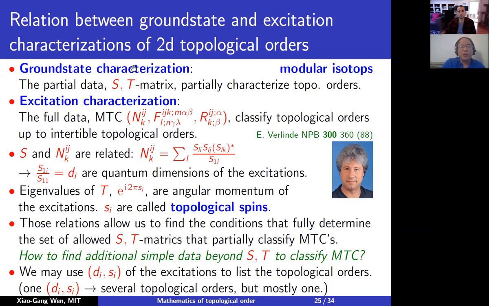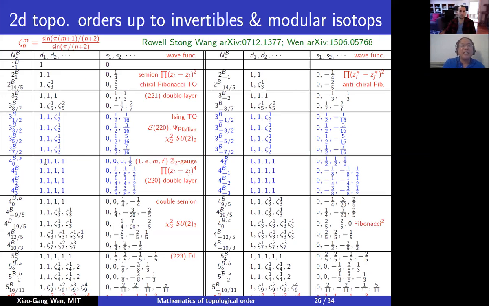But that's still hard to write down. So we can diagonalize T. The eigenvalue of T is called the topological spin. And the first row of the S matrix is actually the quantum dimension. So this allows us to just list the quantum dimensions and the topological spins, listing all these legal S and T matrices, and get a partial classification of topological order.